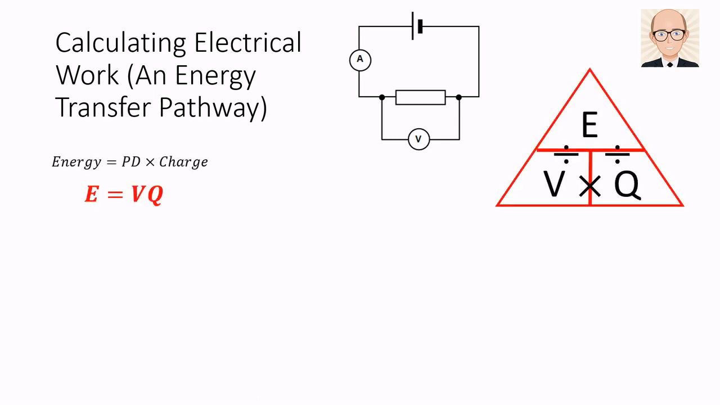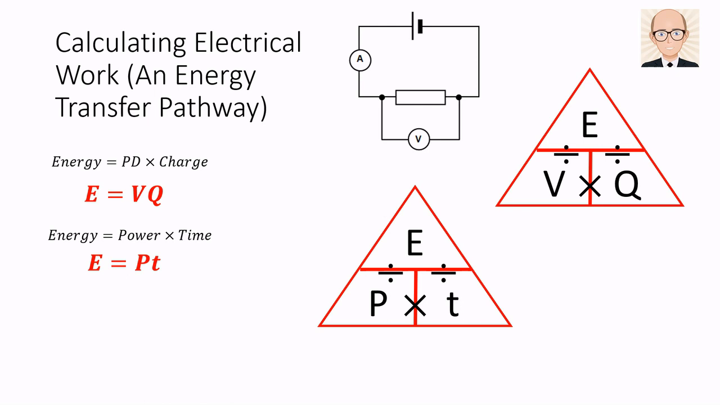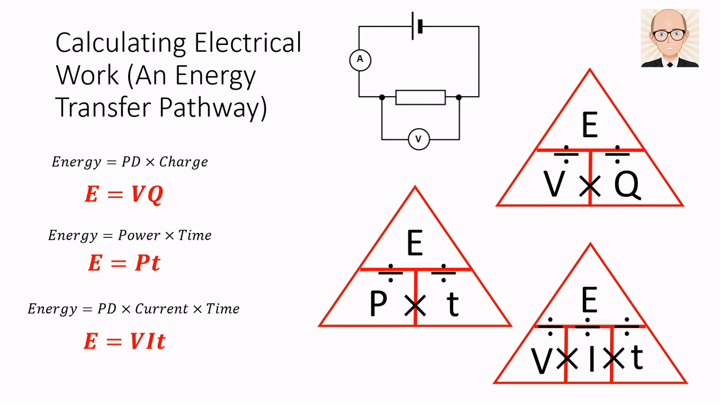The first method of calculating electrical energy transfer is with the equation E equals VQ. Then we have E equals PT, since power is simply another way of saying the rate of energy transfer. And finally, we have E equals VIT, since we can swap power for VI. Using the equations is straightforward if you can remember them.